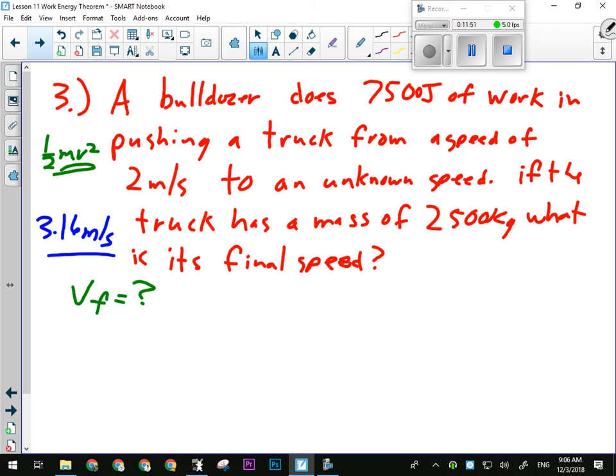Okay, on this one we got a bulldozer that does 7,500 joules worth of work. So they told us how much work was done, in pushing a truck from a speed of 2 meters per second to an unknown speed. If the truck has a mass of 2,500 kilograms, what is its final speed? All right, I'll give you a couple minutes on that one. First thing you need to figure out: what kind of energy is being changed by the 7,500 joules worth of work that was done?